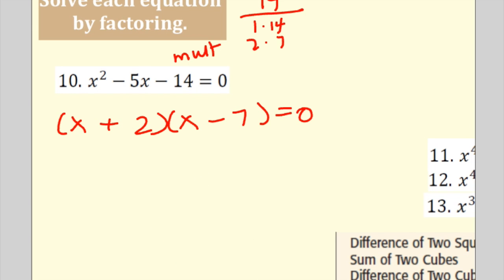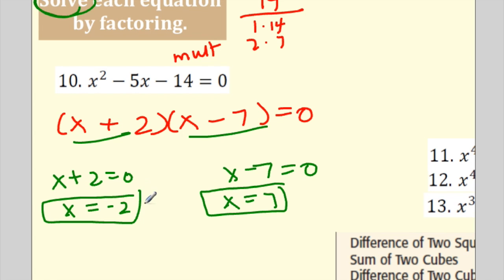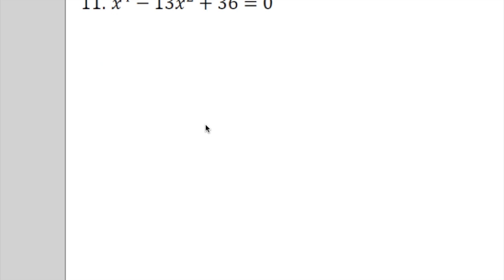Then to solve, that's the biggest piece we're doing now, is we're solving. Take this, set it equal to 0. Take this, set it equal to 0, and solve. So I get x is equal to negative 2 and x is equal to 7. Those are my solutions.